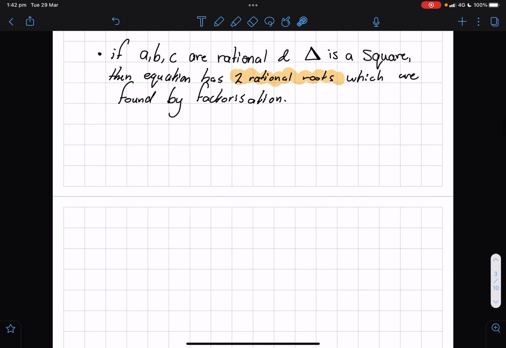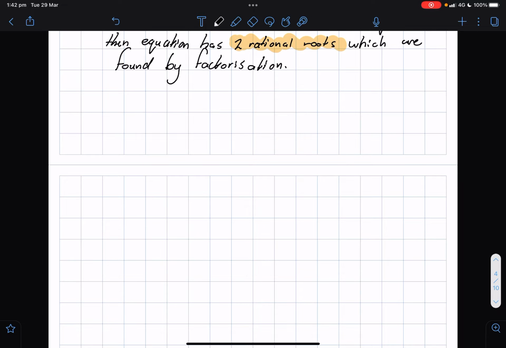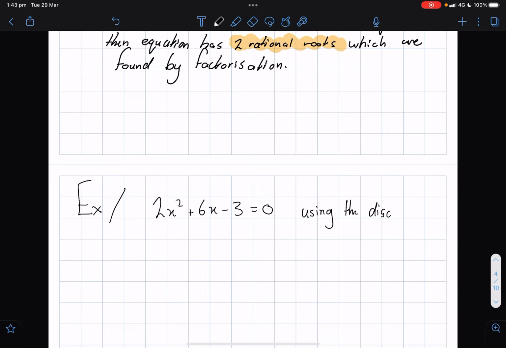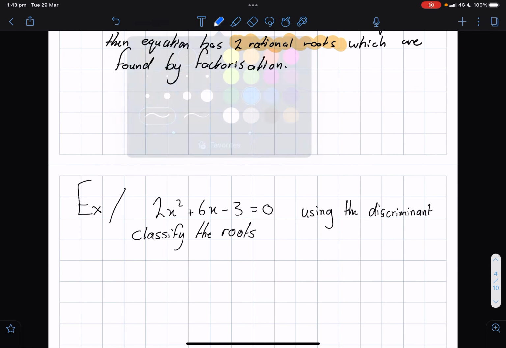A question with that looks like this. So we'll do an example together. If I have a quadratic 2x squared plus 6x take away 3 equals 0, using the discriminant, classify the roots. Okay, so you often see questions that look like this.